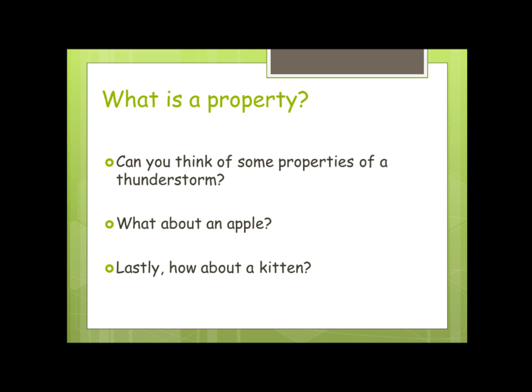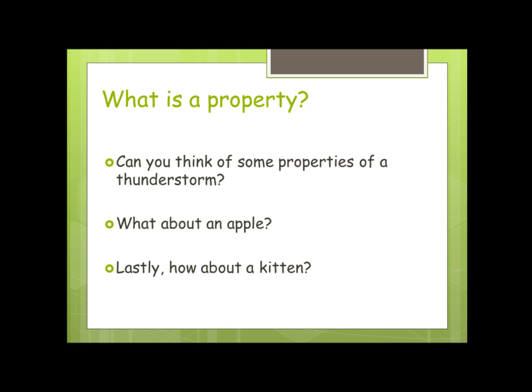Now, an apple. Apples are round. They can be red or green or yellow. They can be crunchy. They are sour, sometimes sweet, juicy. So all of those are properties of an apple. All right, you could talk about the size. It fits in the palm of your hand. So that's a property of an apple.